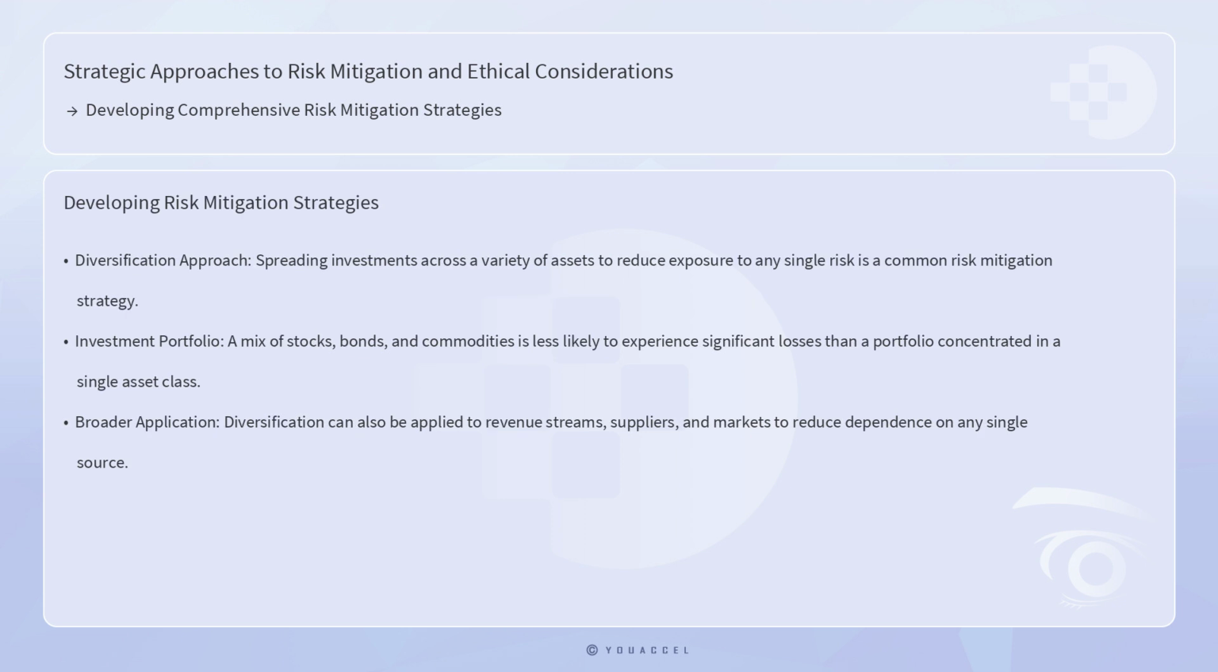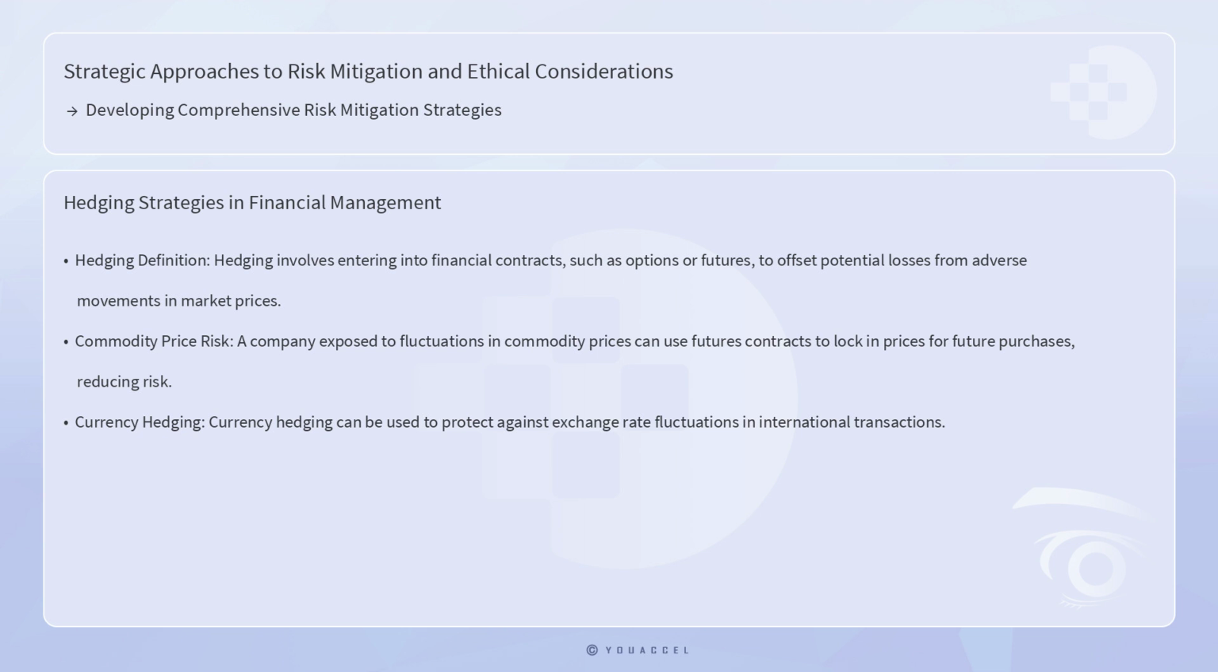Developing risk mitigation strategies involves implementing measures to manage or reduce the identified risks. One common approach is diversification, which involves spreading investments across a variety of assets to reduce exposure to any single risk. For example, an investment portfolio that includes a mix of stocks, bonds, and commodities is less likely to experience significant losses than a portfolio concentrated in a single asset class. Diversification can also be applied to other areas, such as revenue streams, suppliers, and markets, to reduce dependence on any single source.